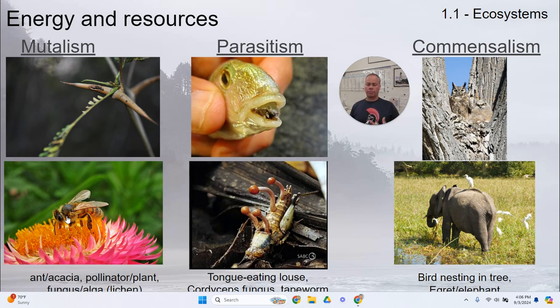But at the same time, the pollinators get pollen on them, and as they visit another flower, that pollen is spread, allowing for reproduction. So the pollinator, such as the bee, is benefiting, and so is the plant in this case. This is an acacia tree.